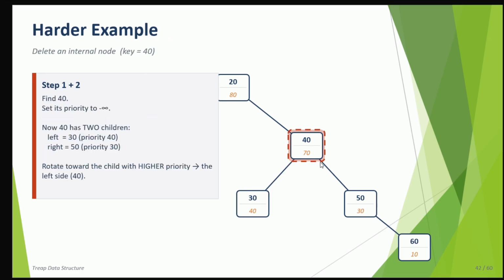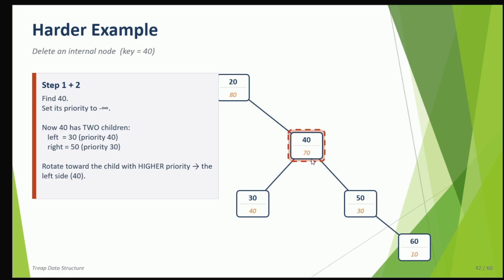Now in our second example, let's say we will remove the node 40. So at first we search for 40. 40 is larger than 20. We'll move to the right. So here we found 40. So at first we will set the priority value of 40 as -infinity.